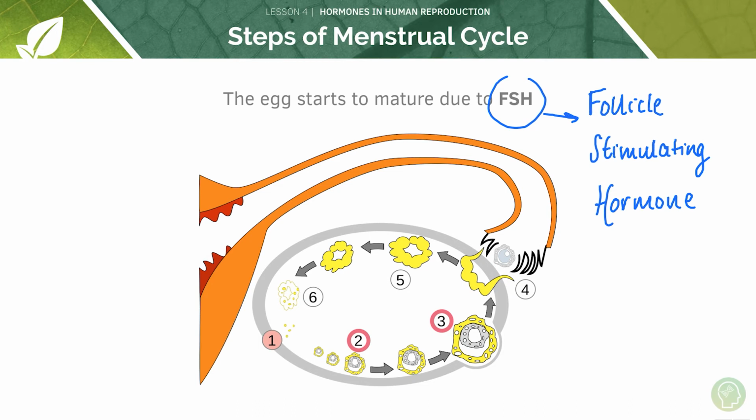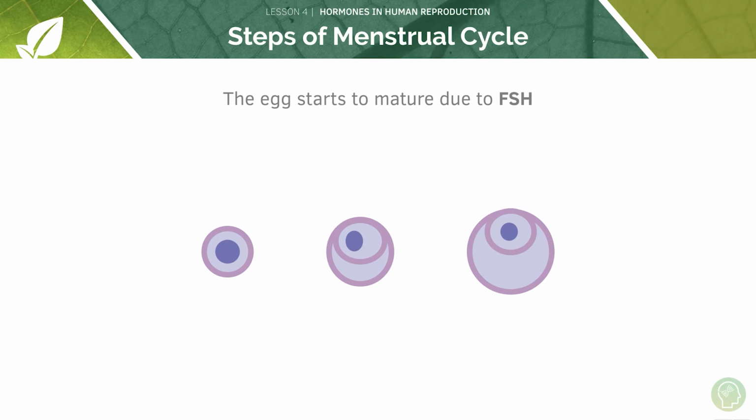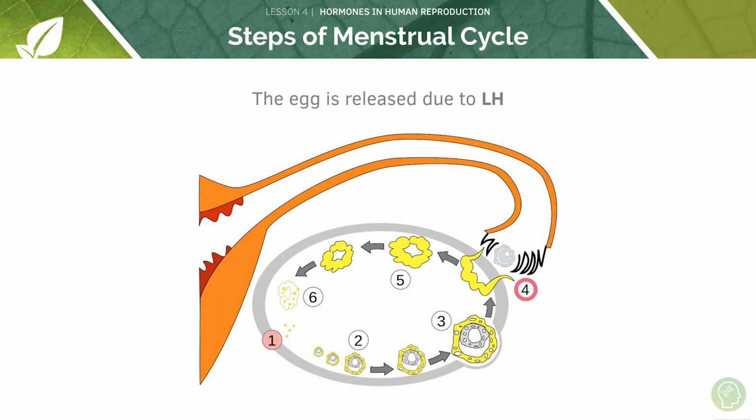So the lining of our womb has broken down, and the next stage of the cycle is for our egg to start to mature due to the release of follicle stimulating hormone. So this is our egg maturing.